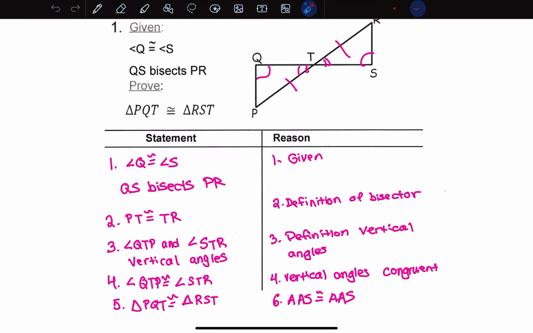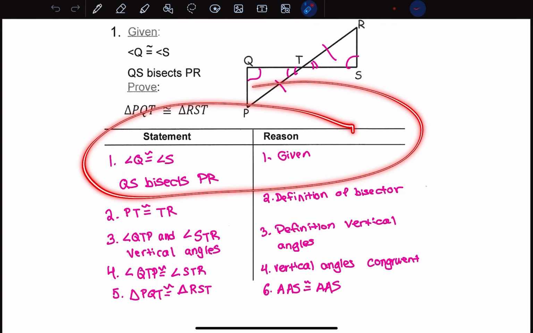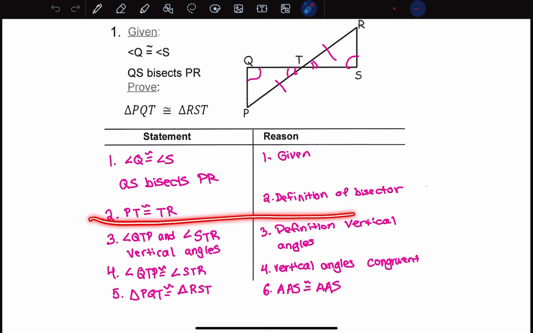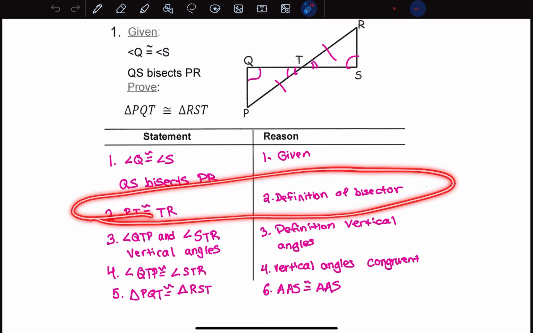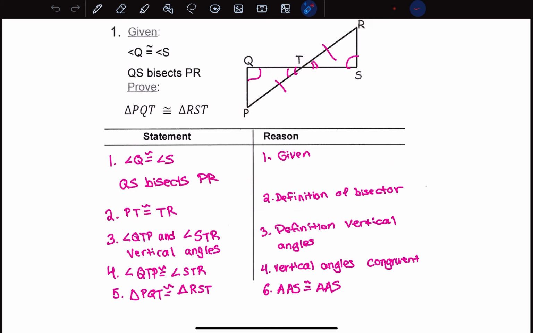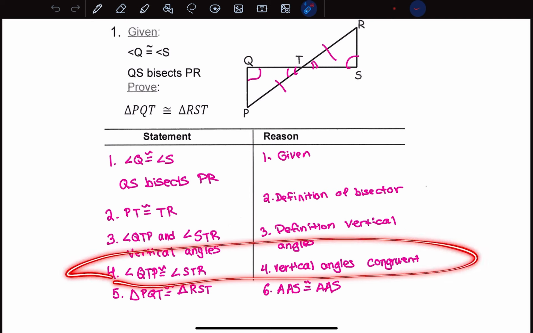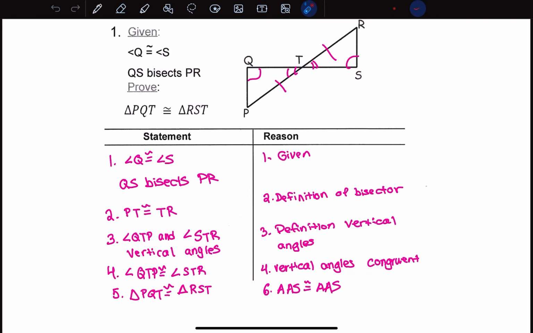So we start with our given information. Use the definition of a bisector to get our two congruent segments. State that we have vertical angles. Those angles are congruent because they are vertical. And based off of this, I have my angle, and my side. So the triangles are congruent.